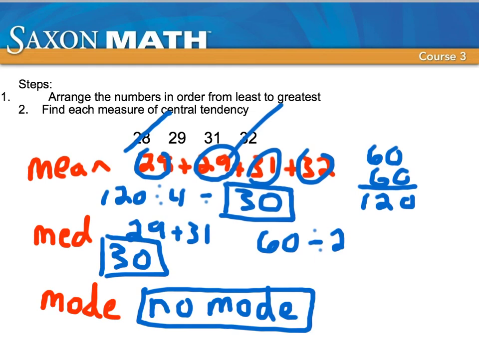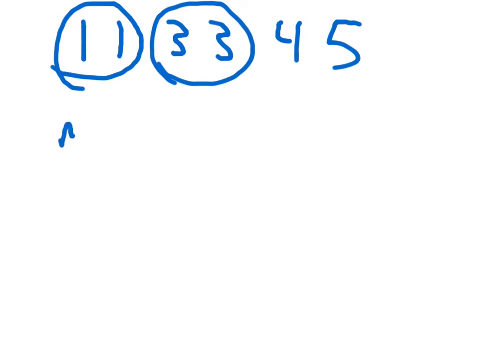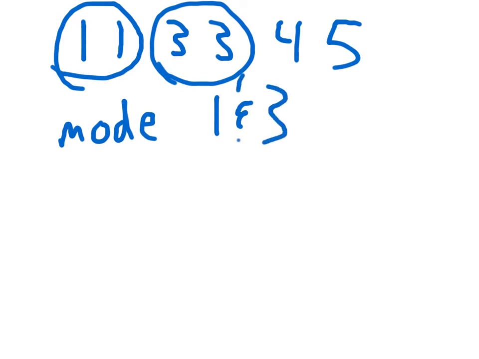Alright, now I want to spend one more slide talking about mode. Let's say that I've got this set of numbers right here: a 1, a 3, a 3, a 4, and a 5. The mode is the one that occurs the most. Well, you should be able to see here that 1 and 3 occur the same amount of times. So then my mode would be 1 and 3, both of them. You can have no modes, like on the last slide. You can have more than one mode, like on this slide. Sometimes you only have one mode. It just depends. It's the number that occurs the most.